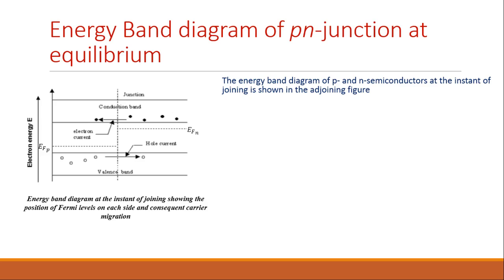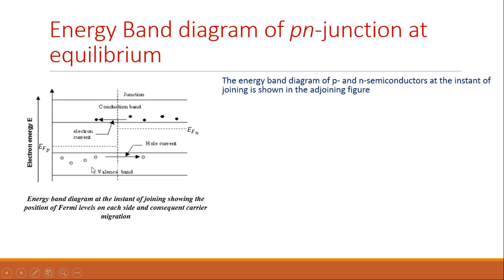The probability of occupancy of energy levels in the conduction band on N side is high, while it is low on P side. Therefore, the electrons occupying the levels in the conduction band on N side tend to move into the conduction band on P side.